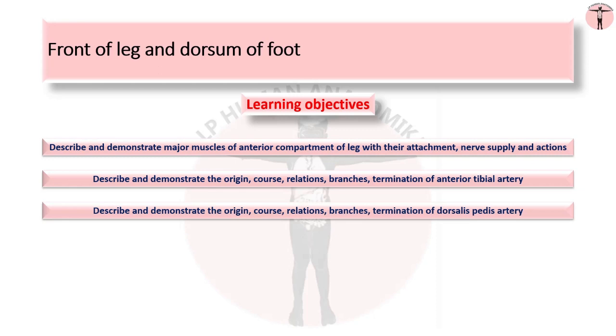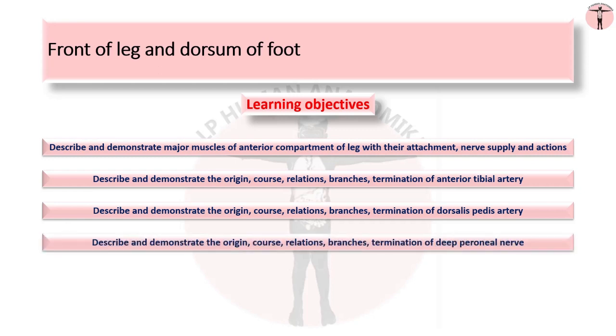Describe and demonstrate the origin, course, relations, branches, termination of dorsalis pedis artery. Describe and demonstrate the origin, course, relations, branches, termination of deep peroneal nerve. And explain anatomical basis of foot drop.